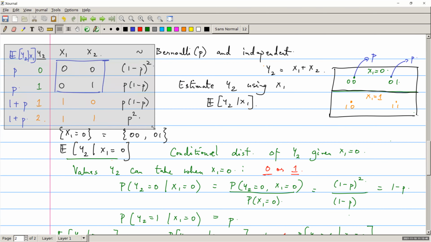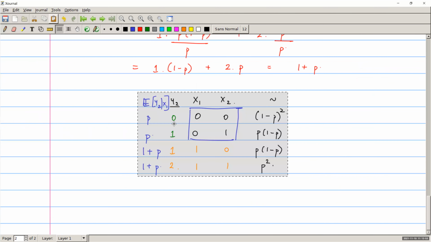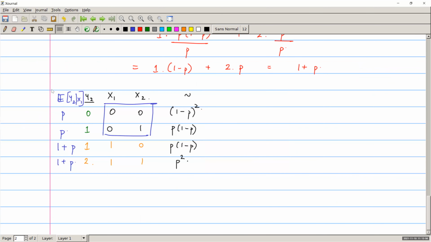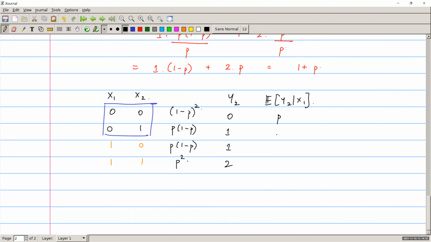What I'll do is I'll just carry this table elsewhere because it's getting a little too congested. Let me just draw it neatly somewhere else. Same table. Y is 0, 1, 1 and 2. The expectation of y2 given x1, this random variable, is p, p, 1 plus p and 1 plus p.